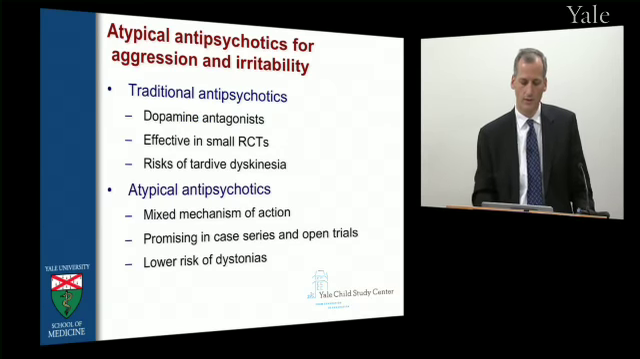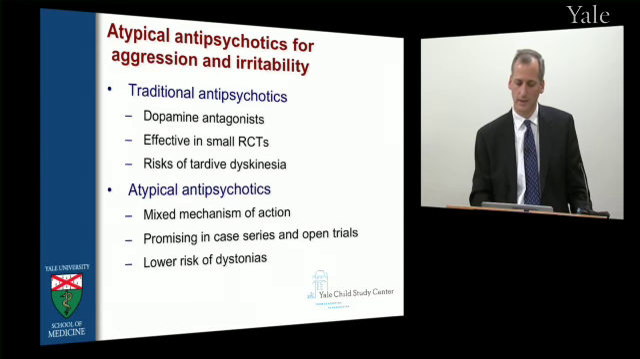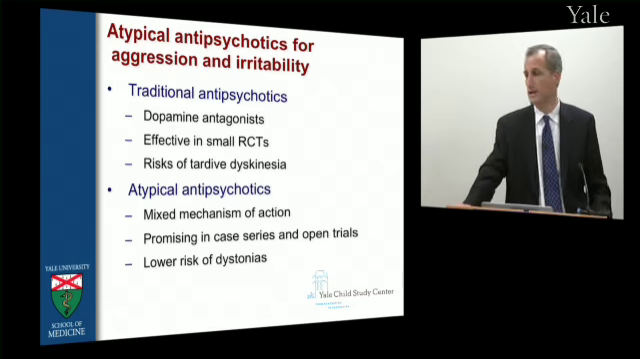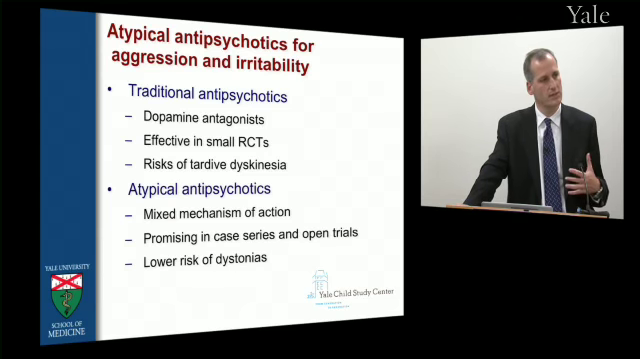Now, we know that these traditional antipsychotics had been effective in small randomized controlled trials in autism, and that was good news in these small, fewer than 100 children cases. But there were some problems associated with them, and particularly this thing called tardive dyskinesia, which is a long-lasting, permanent side effect, a movement disorder, typically of movements around the mouth and the face, that can be permanent, cannot go away.